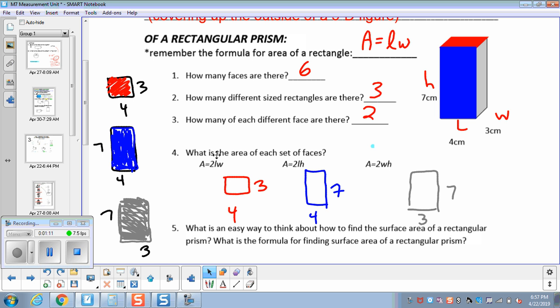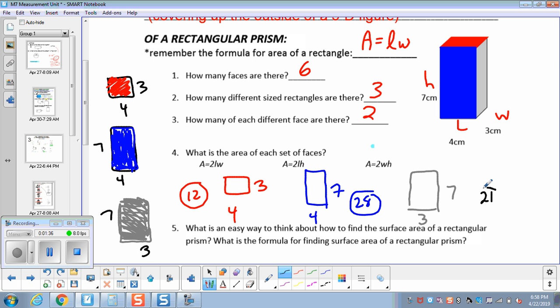So what we're doing is we're essentially going to find this red area, 3x4, then we're going to find the blue area, it's a 7x4, and then we're going to find the gray area, it's a 7x3. Now, when we get this part right here, obviously the red part is going to be a 12 total. The blue area of just the 7x4 is going to be a 28 total. And the 7x3 is going to be 21.